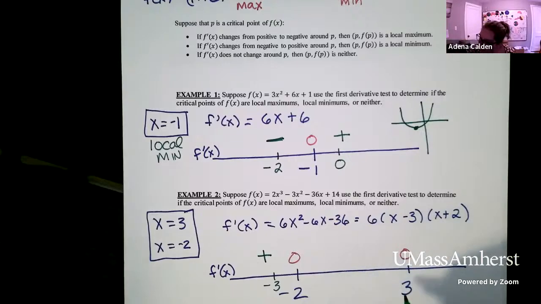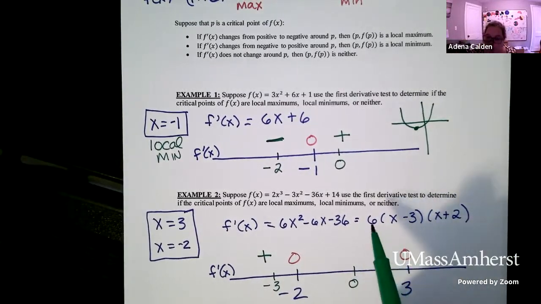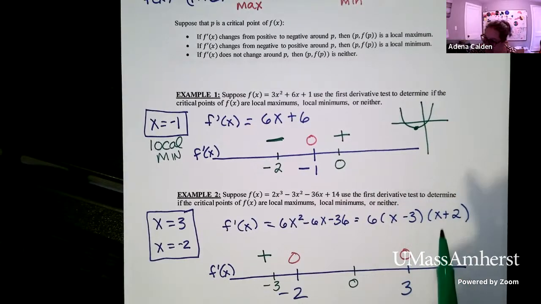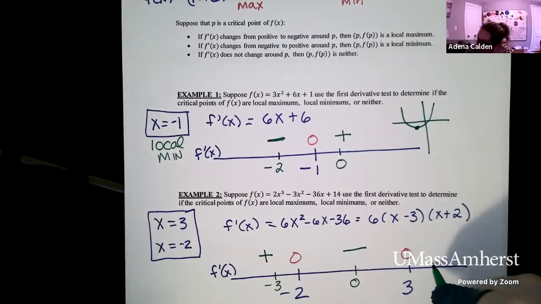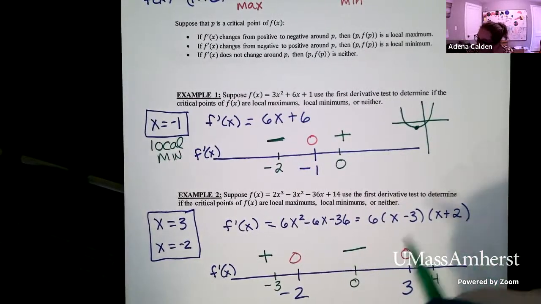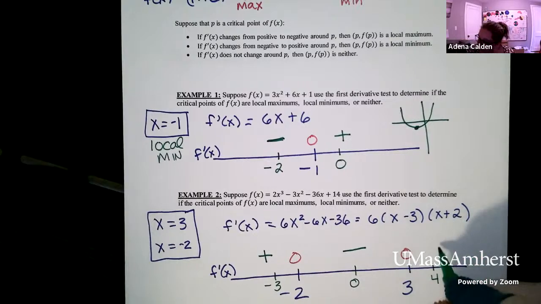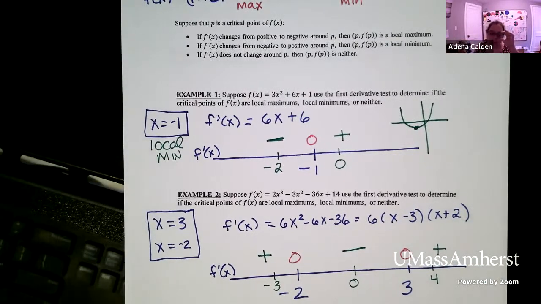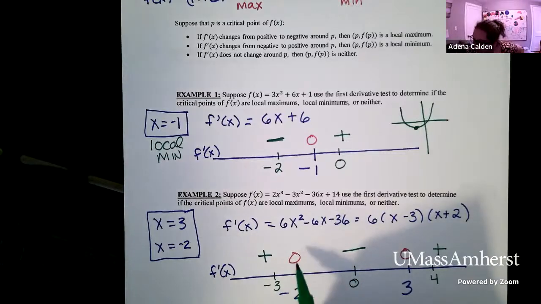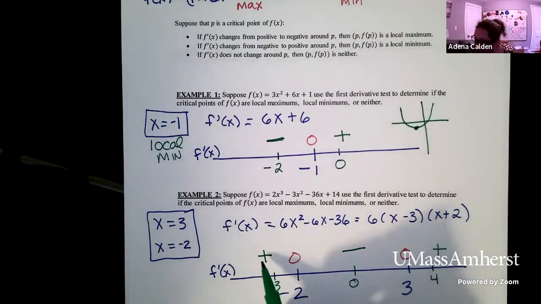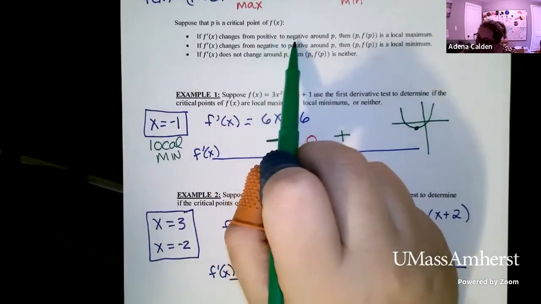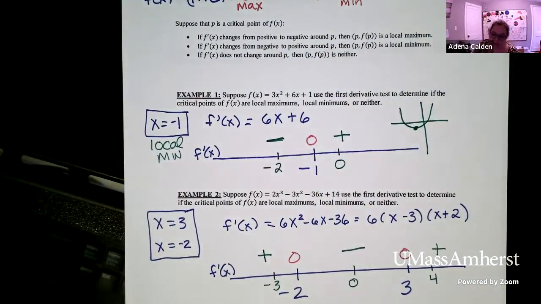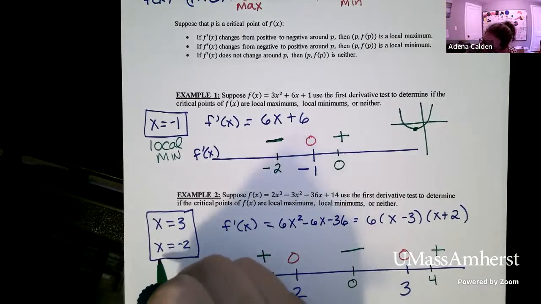Something between -2 and 3, we can do 0. So positive, negative, positive. That's going to give us something negative. And then something bigger than 3, I'm going to pick 4. We get positive, positive, positive. So what that tells me is, at my critical point, which is -2, I go from positive to negative, that gives me a local maximum at -2.